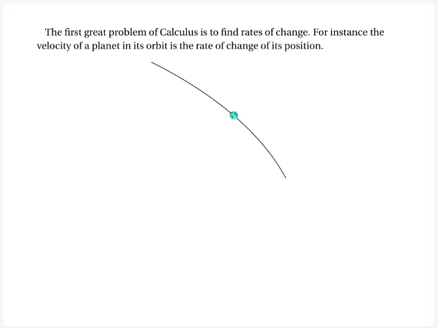So again, the first great problem of calculus is to find rates of change. You have to find the velocity of a planet in its orbit as the rate of change of its position. In this course, we'll spend most of our time on this problem. Maybe 2/3 of the course, maybe 3/4 of the course, being able to solve the problem of rates of change.